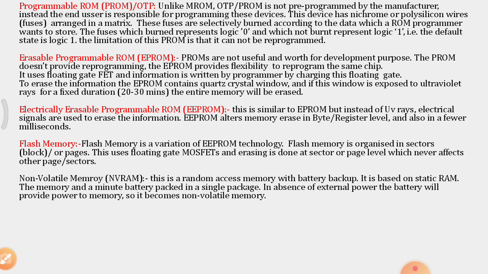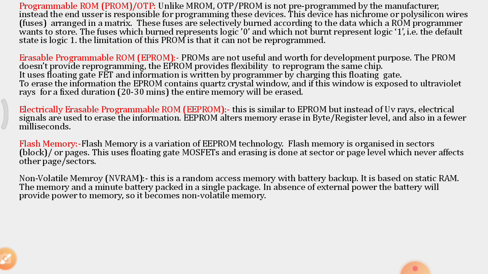Next one is a programmable ROM, PROM, or also it is called as OTP, one-time programmable. So unlike MROM, OTP or PROM is not pre-programmed by the manufacturer. So instead, the end user is responsible for programming these devices. This device has nichrome or polysilicon wires, which are nothing but fuses arranged in a matrix. So these fuses are selectively burnt according to the data which a ROM programmer wants to store.